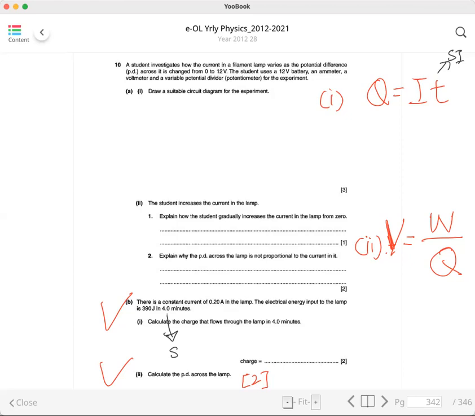Okay, Yiting has a very good question. Pei Kwan, I want to see your unit. Okay, so let me just continue the working first. Yiting, you may just hold on for a while. This is 0.20 ampere multiplied by 240 seconds. And therefore, your answer here will be 48 coulomb. Okay, 2 SF. So, Pei Kwan, I want to see your unit.